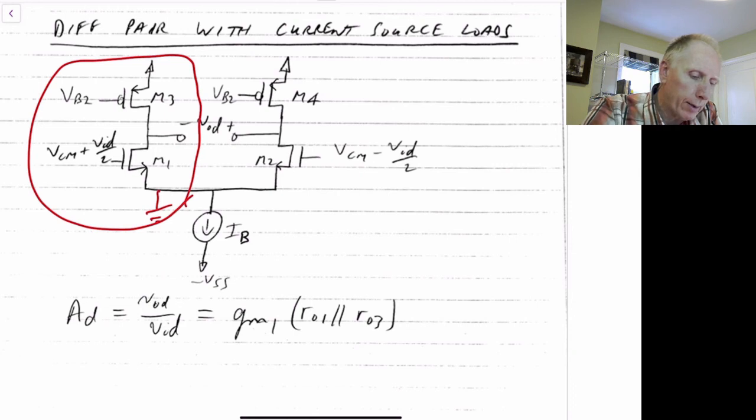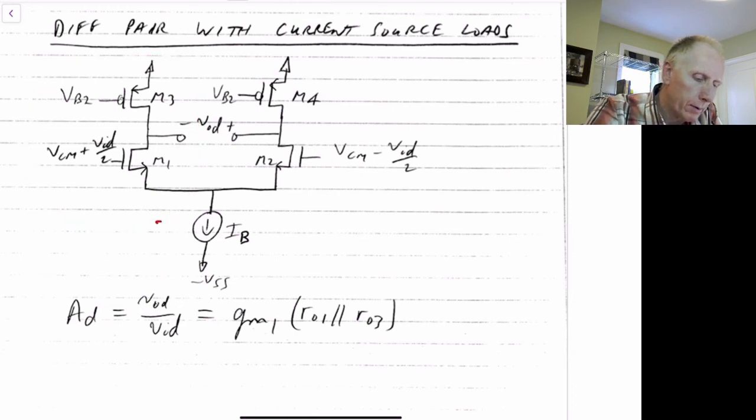And so we have that the gain is going to be given by V out over VID is just the GM of the transistor M1 times the output impedance looking up, so RO3 in parallel with RO1. So we have it's times RO1 in parallel with RO3.